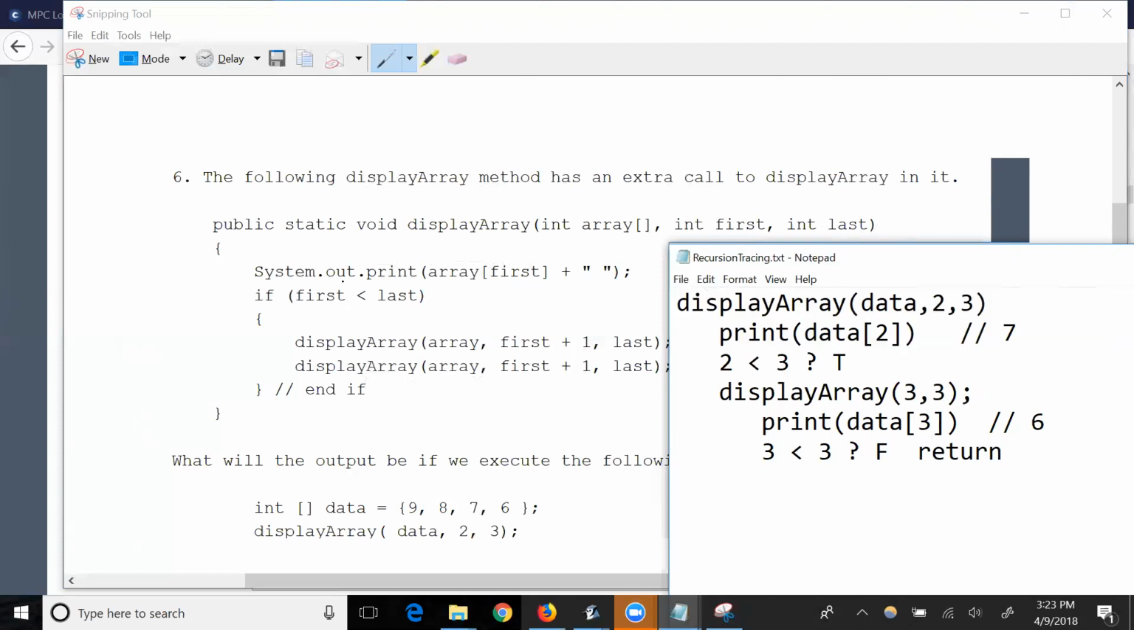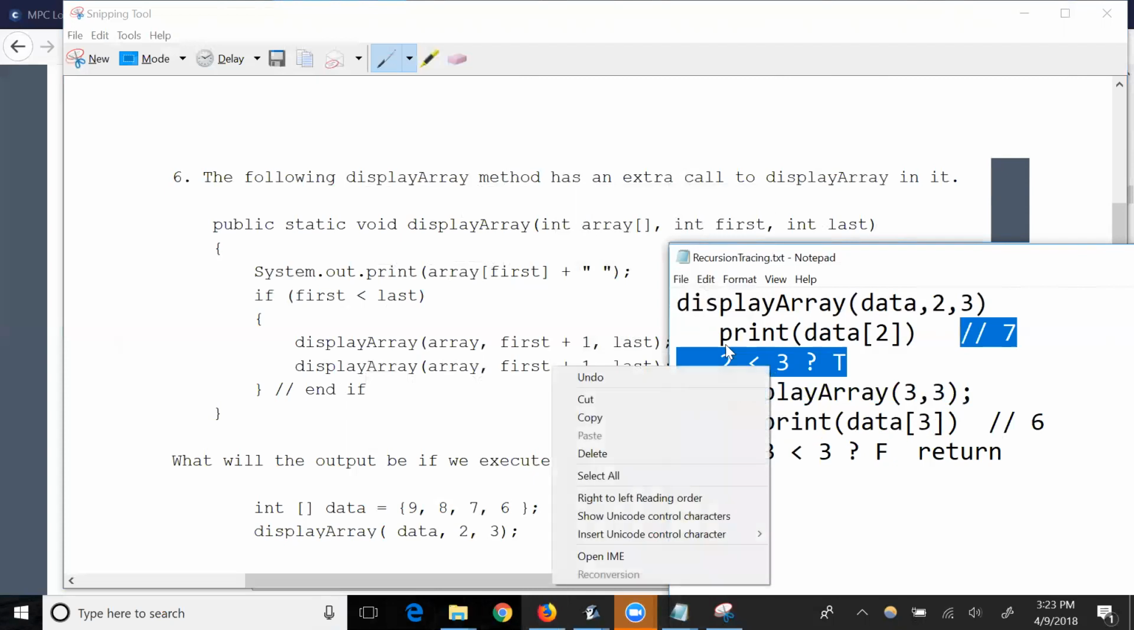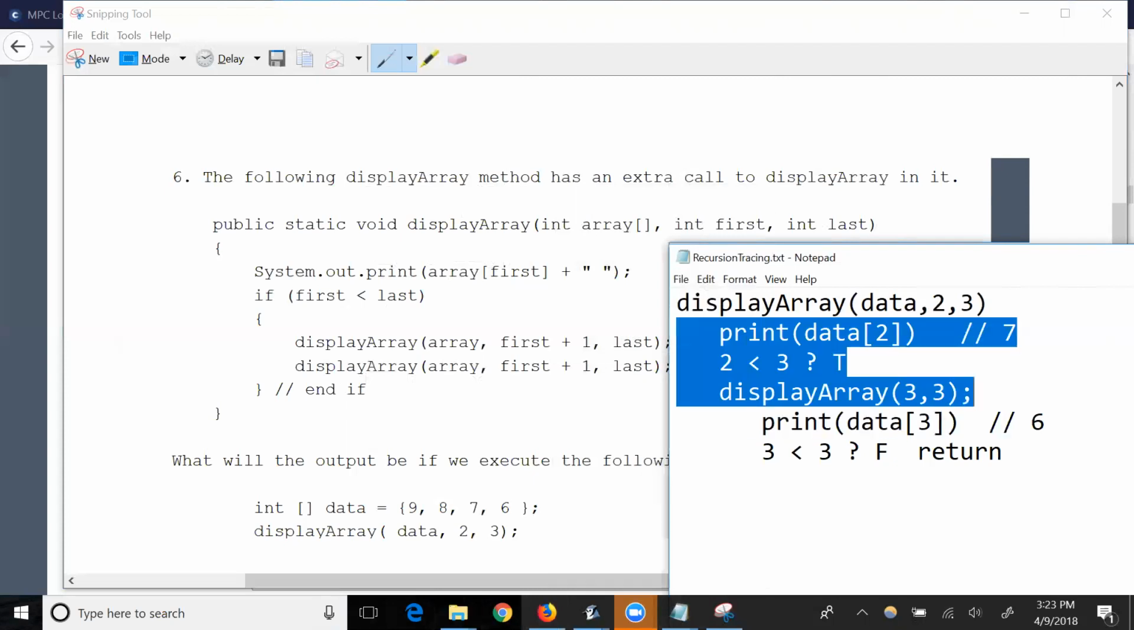So we just return. And when we return, we step out of one level of indentation, right? That means we return to this level of indentation. So we're back in the call of display array of 2, 3. It's really hard to keep track of where you are, but the indentation can kind of help. If we finished processing the display array of 3, 3, we're back at this level, the blue level, and the next thing we have to do is process it again, right?